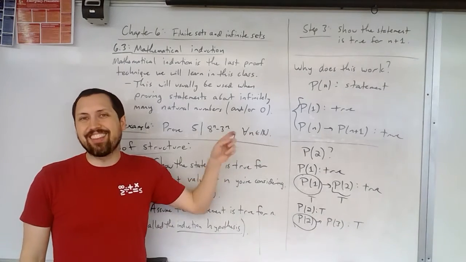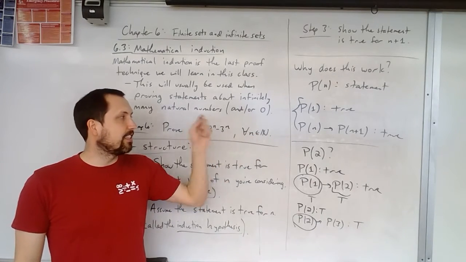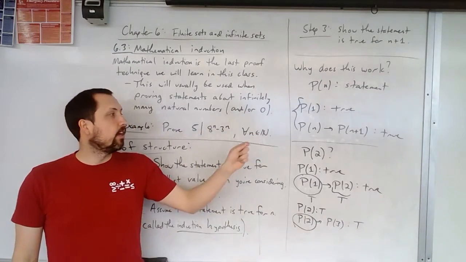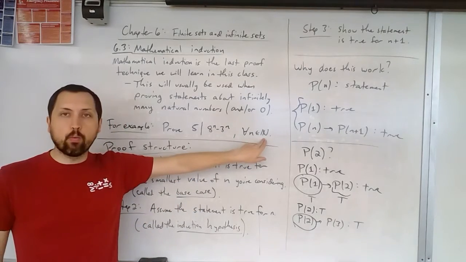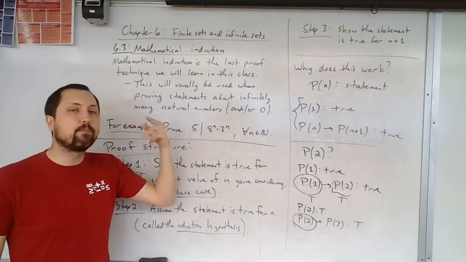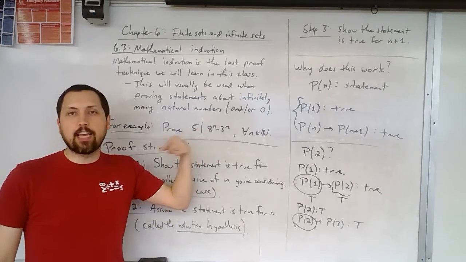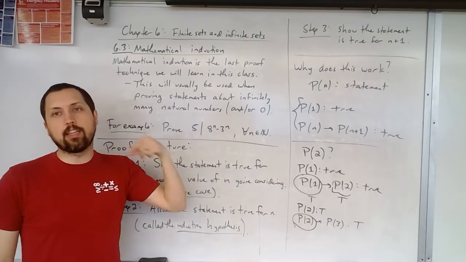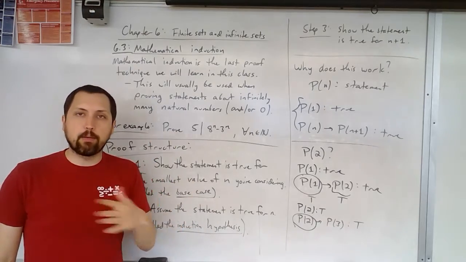And so that would be the structure behind this: you would prove that this is true for n equals 1, and show that if 5 divides 8 to the n minus 3 to the n, then 5 divides 8 to the n plus 1 minus 3 to the n plus 1, and that would be sufficient.